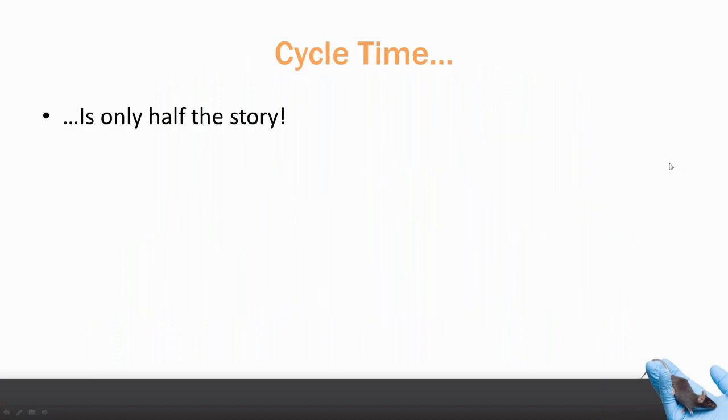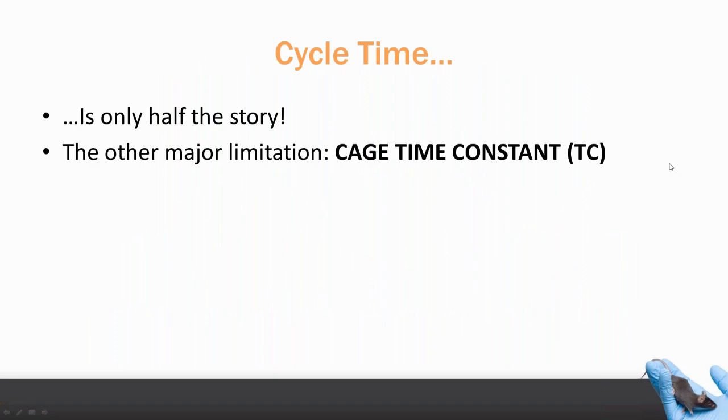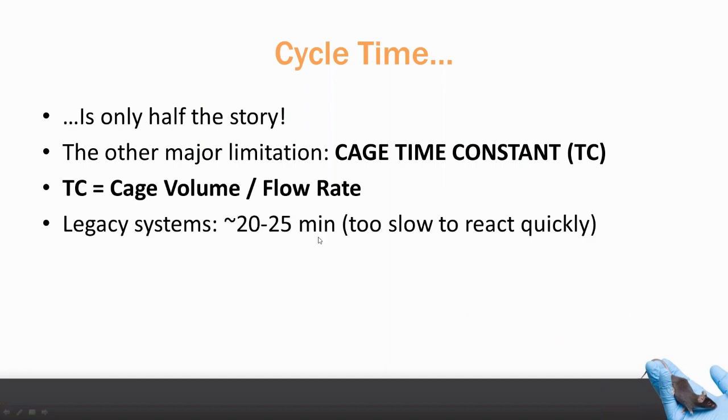Now, cycle time is only part of the story. The other major limitation with regard to temporal resolution of metabolic signals is the time constant of the cage, which is the cage volume divided by flow rate. Typical cage volume for metabolic phenotyping with a home cage system will be about 8 or 9 liters STP. Legacy systems cannot pull more than about 400 or 500 mils per minute from these cages until they basically are unable to get accurate readings of the delta between the in-current and ex-current air from the cage.